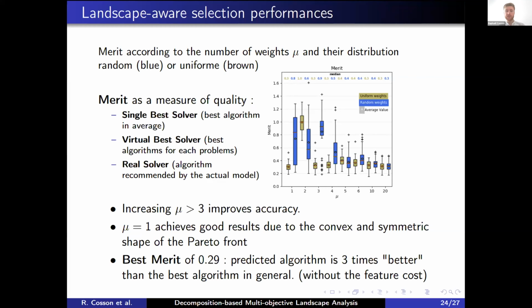Finally, we reach a merit of 0.29. It means that using the predicted algorithm is somehow 3 times better than the best algorithm in general. However, this value is without taking into account the features cost, which may reduce this good result.